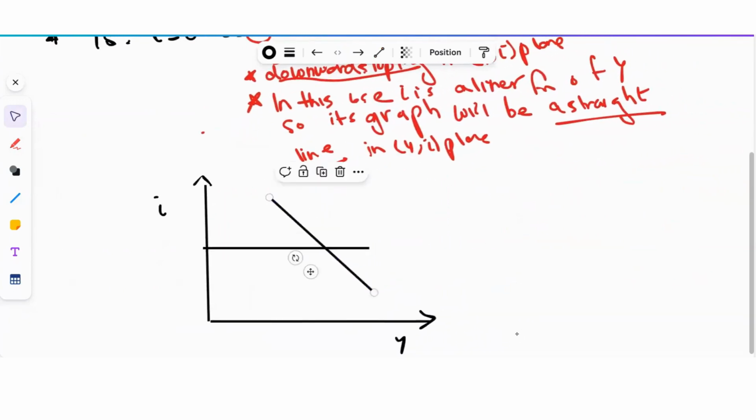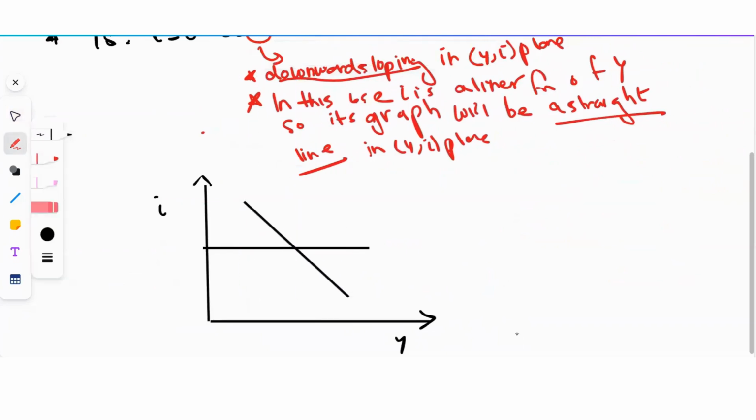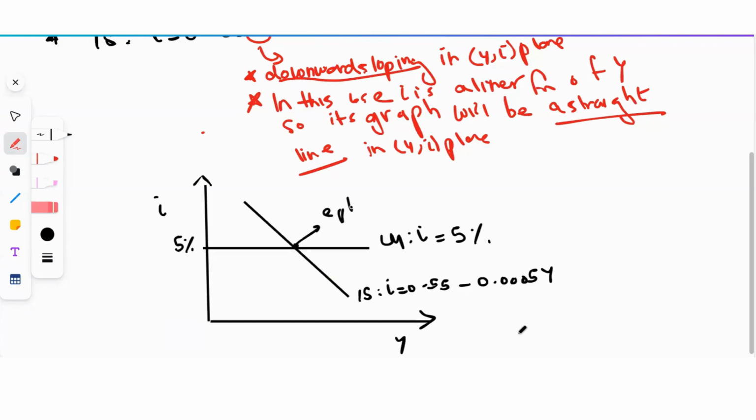So this is the IS, which is i equals 0.55 minus 0.5Y. This is our LM, i equals 5%. It's a horizontal line at the level of interest rate chosen by the central bank, 5%. Equilibrium occurs where IS is equal to LM. This gives us the equilibrium level of output, Y star equals 1000, that we found in an earlier part, and the equilibrium interest rate, i star equals 5%, which, like we said, is given by the horizontal LM curve.